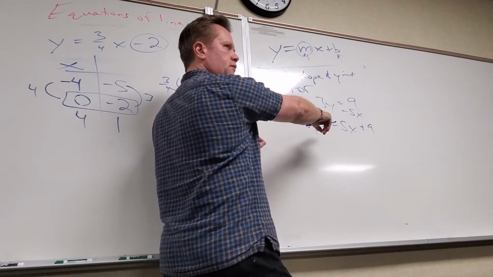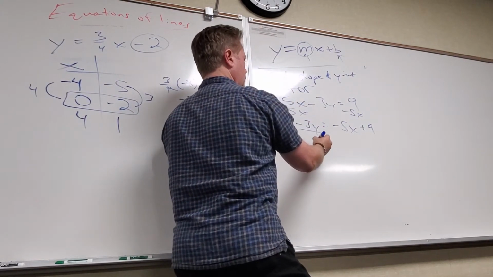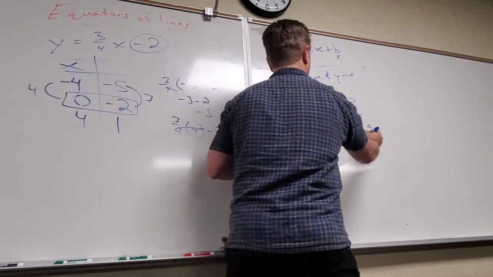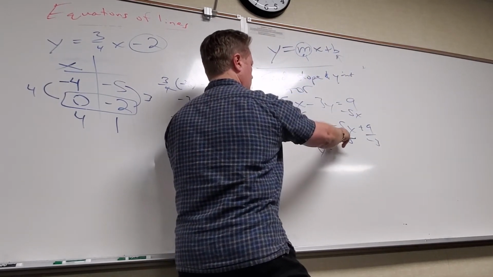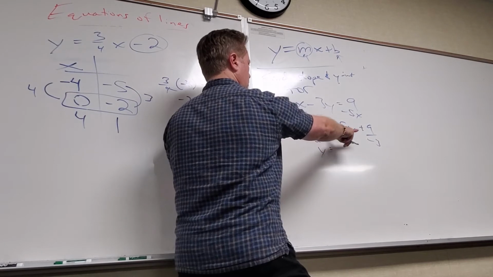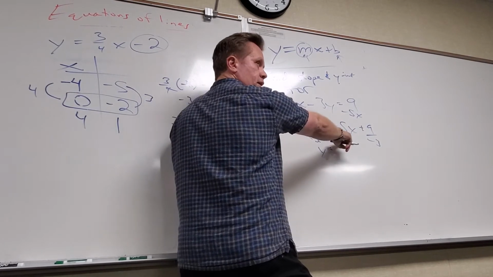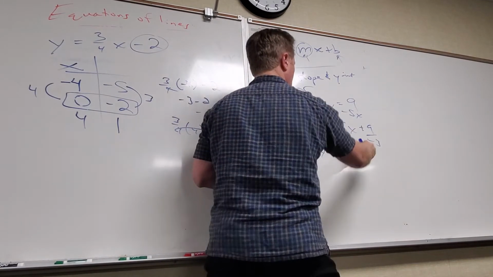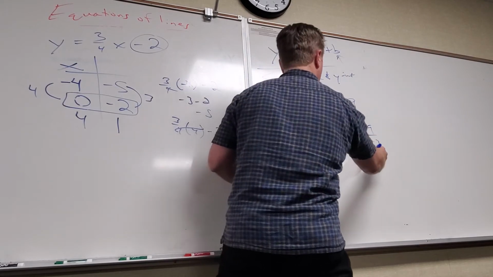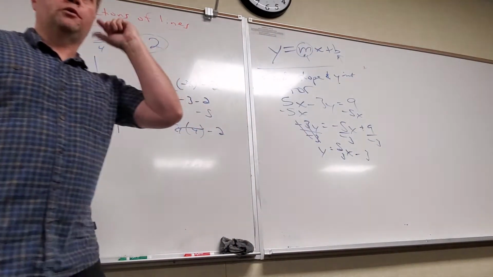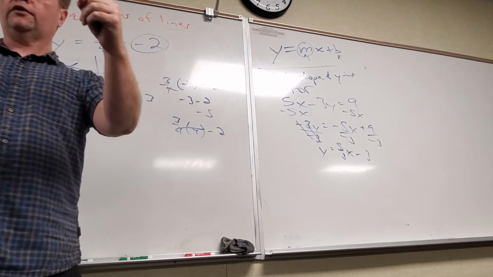And then of course, what do I do next? Divide by negative 3. So there I get positive y equals positive 5/3 x minus 3. So what would the slope be? 5 over 3.